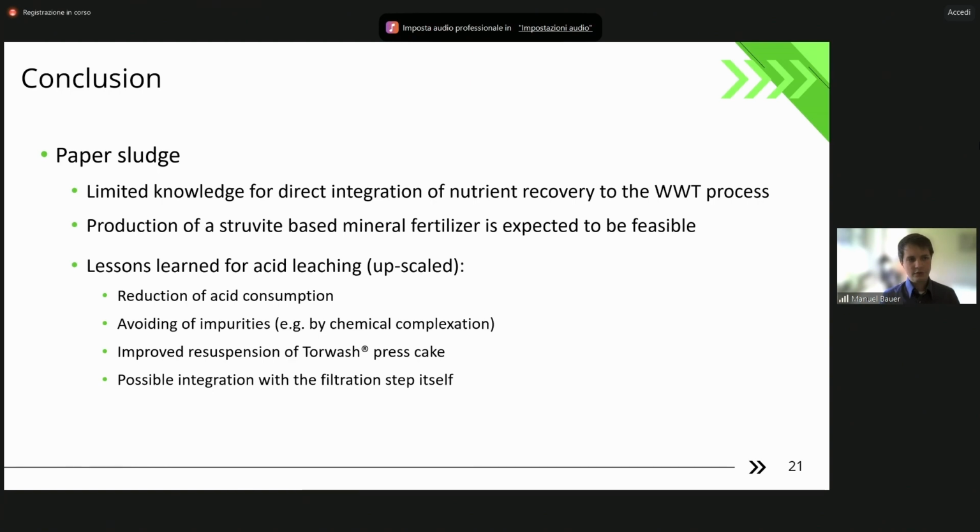Lessons learned for the acid leaching: of course, we need to reduce the acid consumption. We have to avoid impurities if we can, so we think about maybe chemical complexation as a possibility, as I explained before. We have to improve the resuspension of the press cake, and maybe an idea would be to integrate this with a filtration step. This again has its own problems because of the buffer capacity of the liquid, so maybe you need more acid, but we have to look into that.